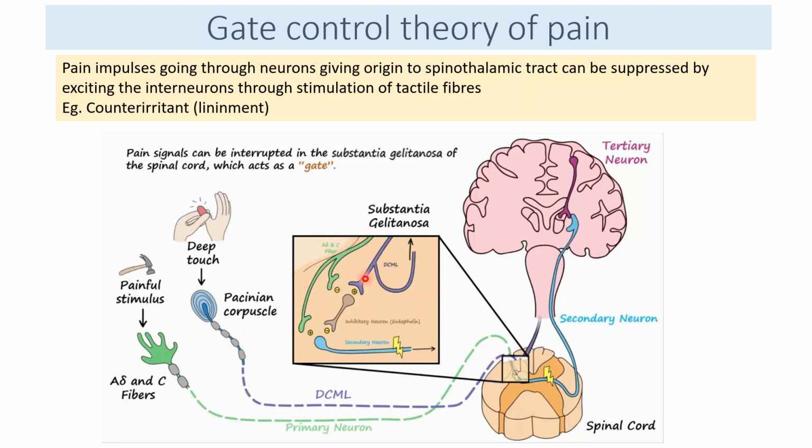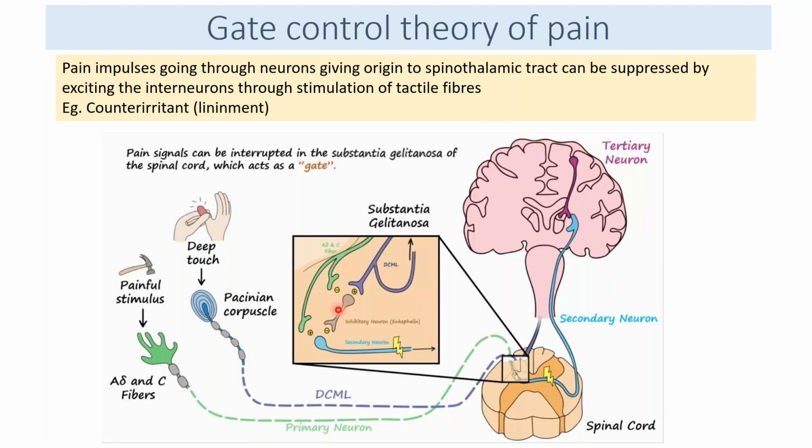Now, if I expand over this area, these are the tactile fibers and these are the pain fibers. In between, you have some interneurons. This is an interneuron, and the cell body of the interneuron synapses with the processes of the tactile fibers, and its axon is actually synapsing with the pain fibers. So these tactile fibers basically stimulate these inhibitory neurons.